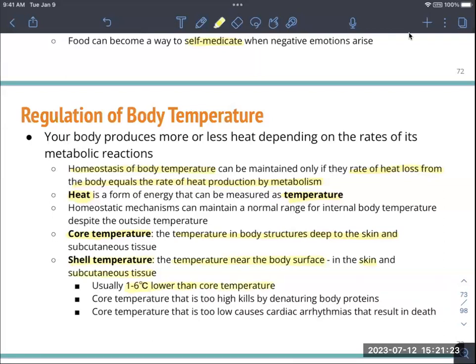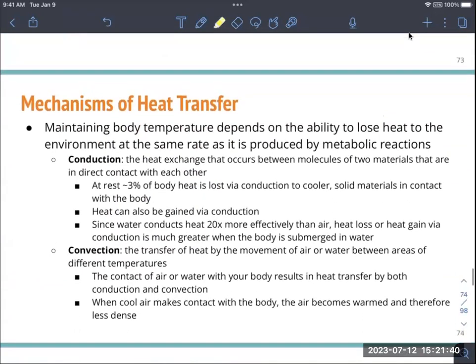If your core temperature gets too high, it can kill proteins. If it's too low, it can cause cardiac arrhythmias that also result in death. So maintaining our body's temperature depends on the ability to lose heat to the environment at the same rate we can produce it.